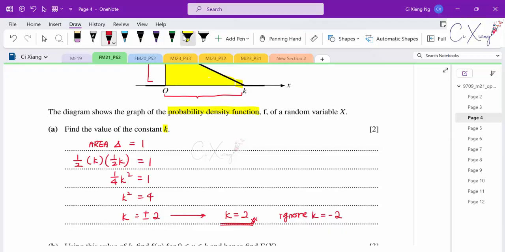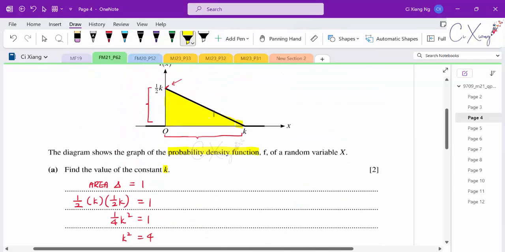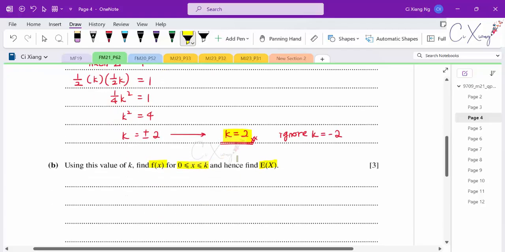Okay, so this is how we found the value of k here. Alright, then let's continue to part number B. For part number B, by using this value of k, find the function f(x) for 0 until k, and after that, find the E(X). So first of all, we need to find the function first for this particular graph, and after that, we need to find out the E(X).